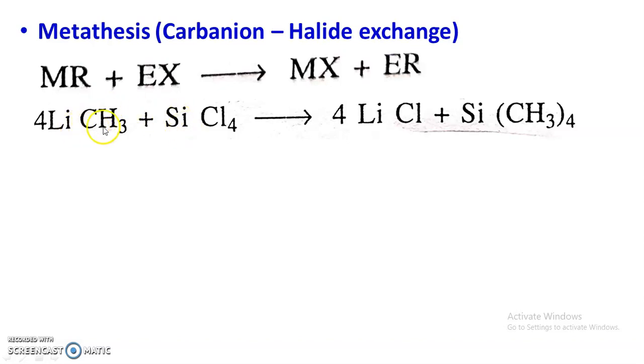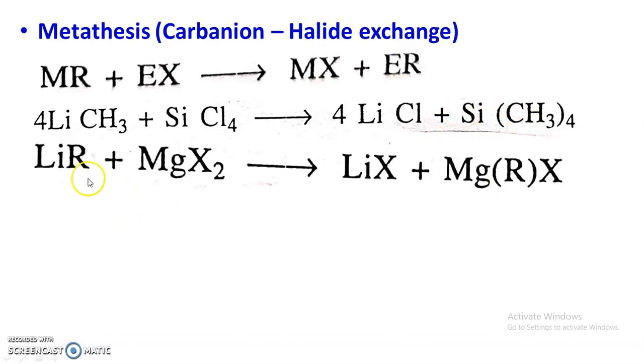So this alkyl group, the methyl group, migrates from less electronegative lithium to more electronegative silicon, and therefore we get lithium chloride plus tetramethyl silicon. This is the organometallic compound.